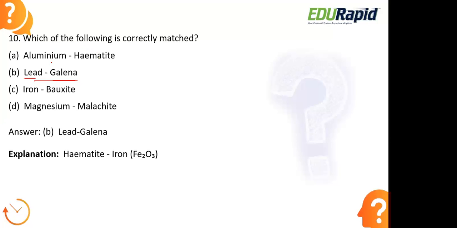Aluminium, hematite is what they have given. Hematite is an ore, galena is an ore, bauxite is an ore, and malachite is also an ore. But the correctly matched option is lead, galena. Hematite is an ore of iron. We will get iron from this hematite ore.